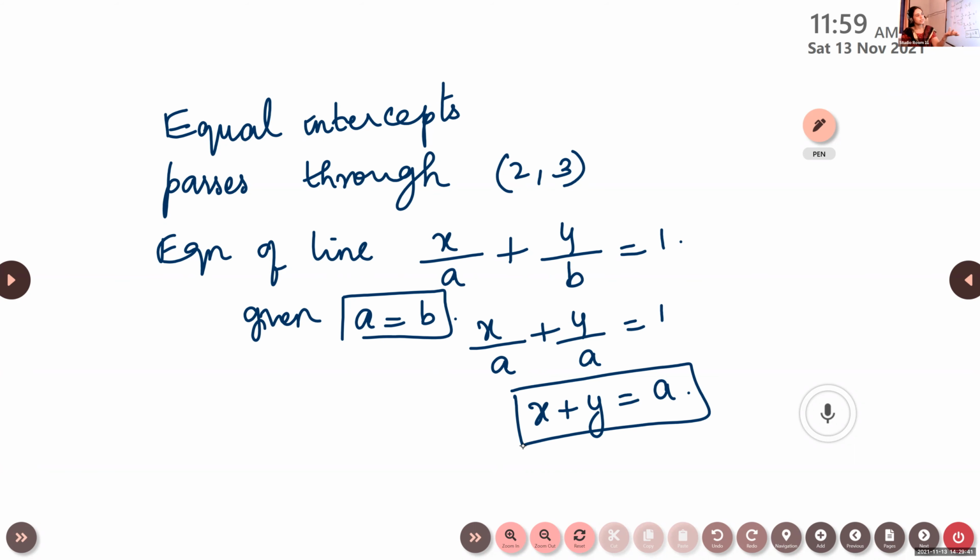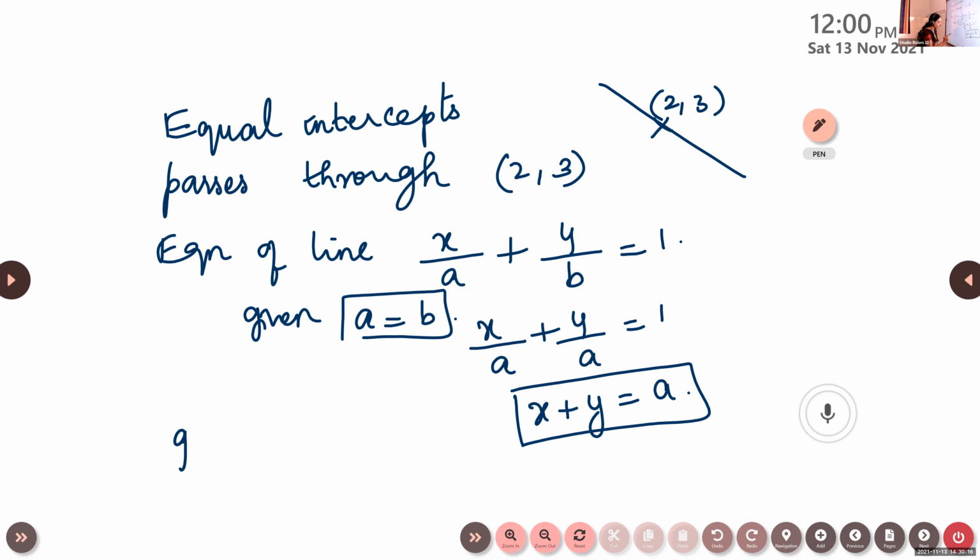But a is not given. What is a? We don't know. In order to find a, look at the question. Is there any other point given? The line passes through the point 2, 3. So if a line is passing through the point 2, 3, it will satisfy that equation when you substitute for x and y.